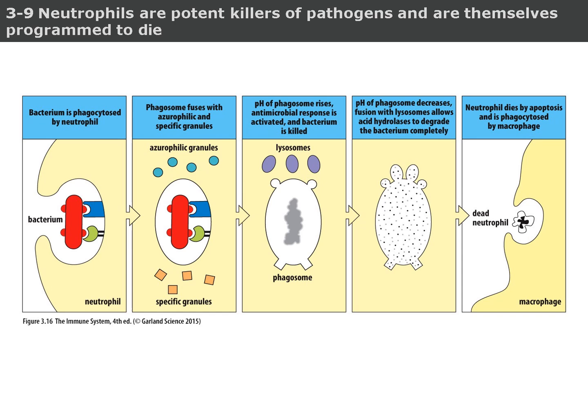As the phagosome matures, its internal environment changes. The pH initially rises to activate certain antimicrobial enzymes and help kill the bacteria. Later, the pH decreases when the phagosome fuses with lysosomes, allowing acid hydrolases to break down the bacterium completely. After completing its mission, the neutrophil undergoes programmed cell death in a process known as apoptosis. Its remains are then safely cleared away by macrophages, which prevents tissue damage and helps maintain immune system balance.